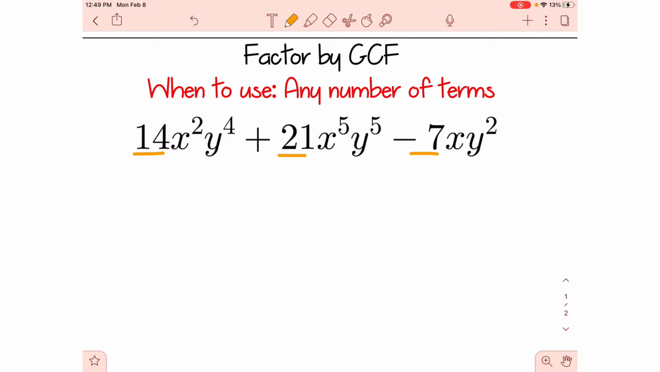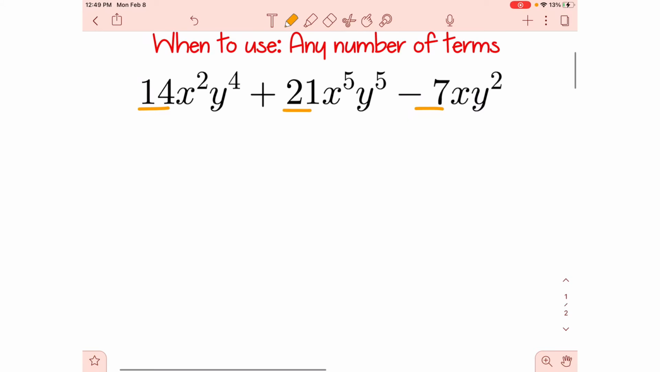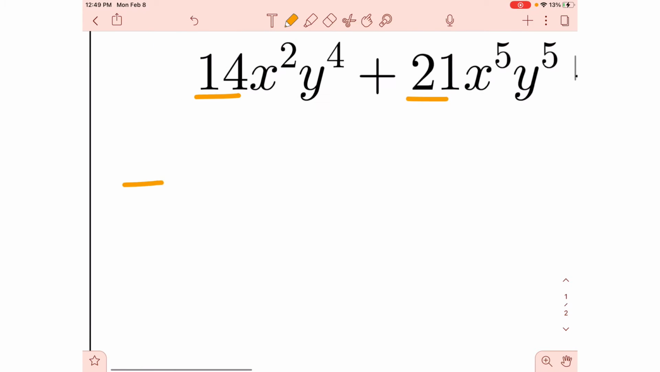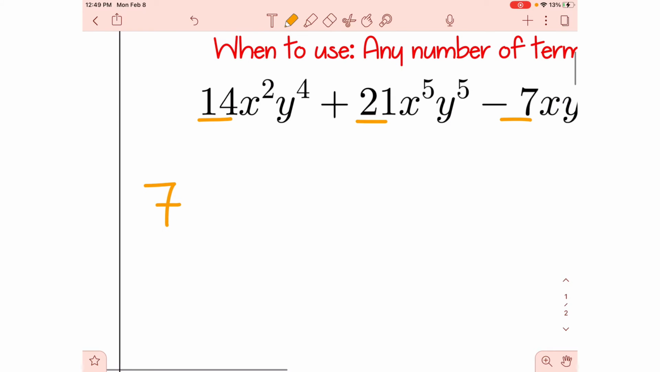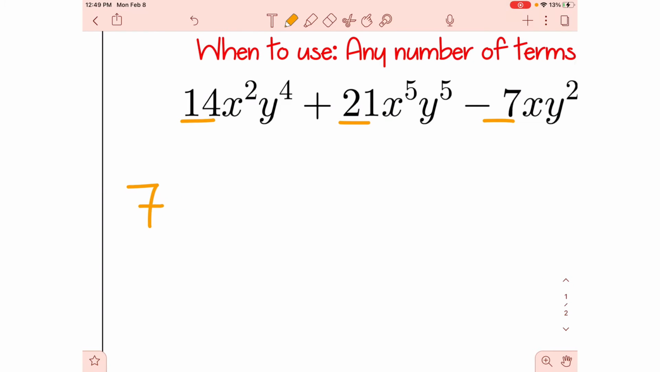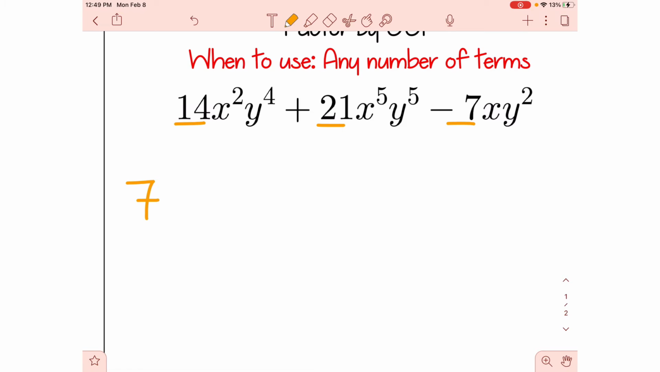The greatest common factor of 14, 21, and 7 would be 7. The number 7 goes into all three of these numbers. And that's the most that you can pull out, or the most that you can divide out, because I couldn't pull out a 14, because then what would I do with that 7? So the 7 is the biggest number that they all have in common.